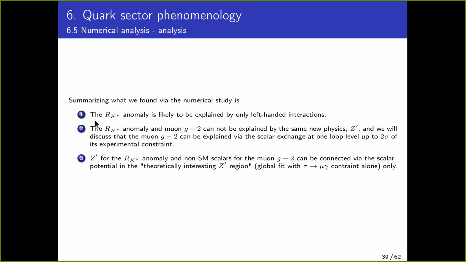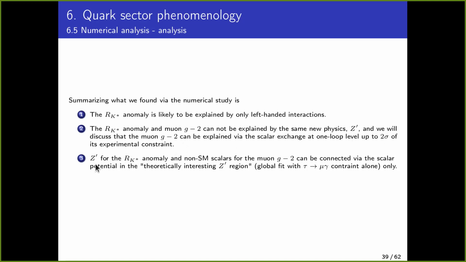And then the IK anomaly and the muon G-2 cannot be explained by the same new physics Z-prime, because as I told you, the muon G-2 made by the Z-prime gives only negative contributions of the order of 10 to the minus 11. We will discuss that the muon G-2 can be explained via the scalar exchange at one-loop level at 2 sigma over its experimental constraint by connecting the IK anomaly, to be more specific, the IK anomaly sourcing Z-prime, via the scalar potential.